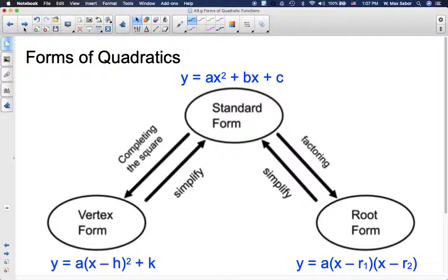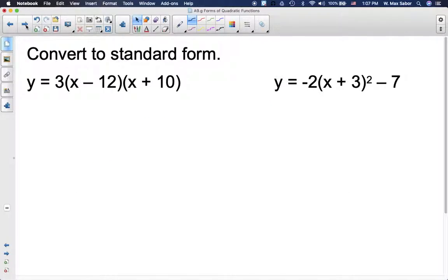So the way that we get between these: to get to standard form, we simplify. To get from standard form to root form, we factor. You see that it looks factored. And here we have a perfect square trinomial, so we have to complete the square to get it to vertex form. It's hard to go between vertex form and root form without going through standard form first. So let's convert to standard form.